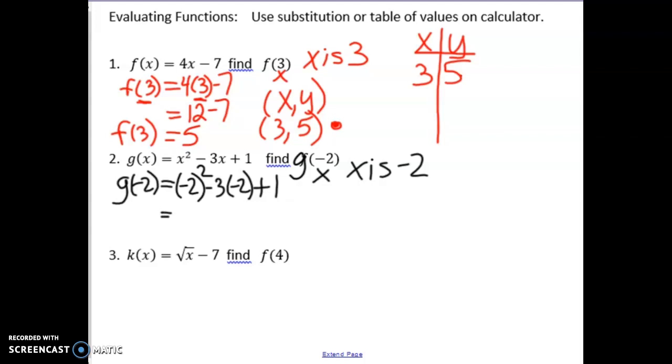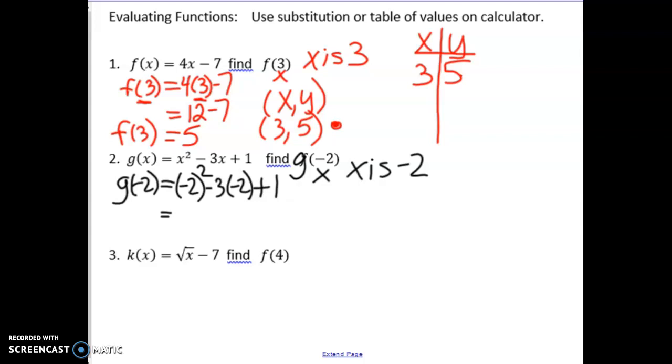So please excuse my DRAM Sally, or PEMDAS. We start with parentheses first. And we don't really have any parentheses in which there's an operation inside of them. But what we do have is parentheses and an exponent. So I want to do that exponent first.